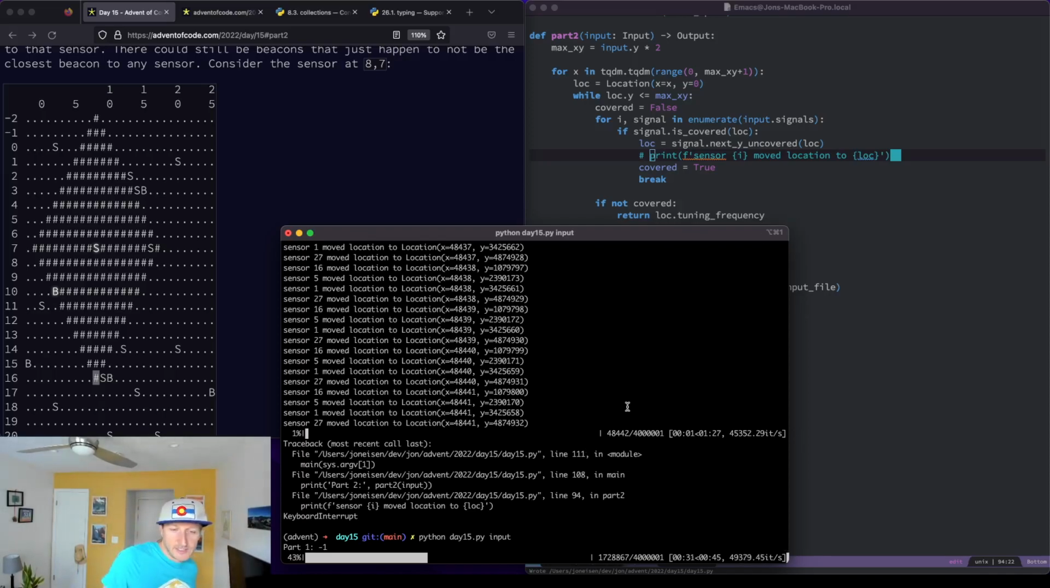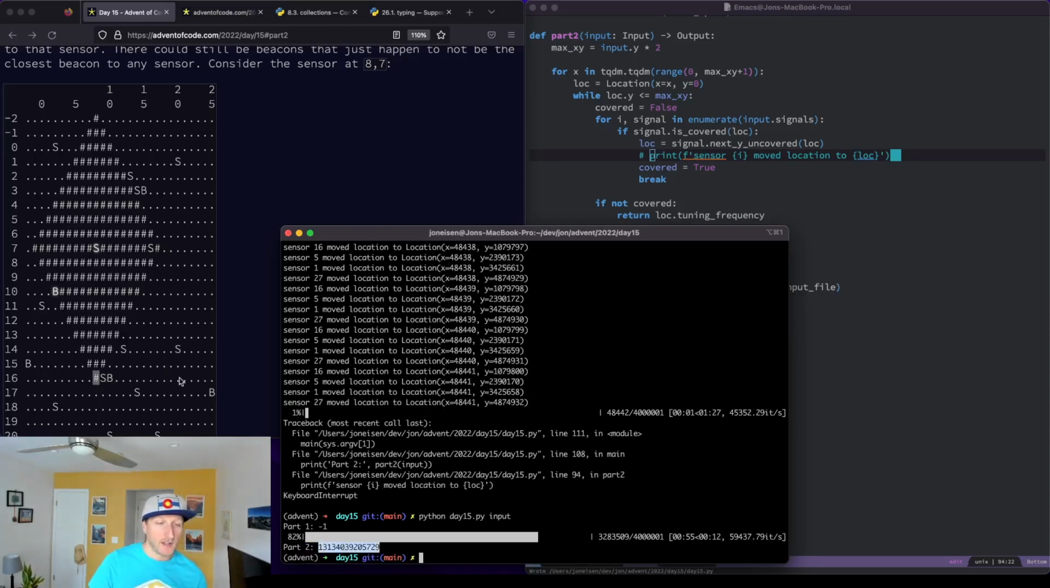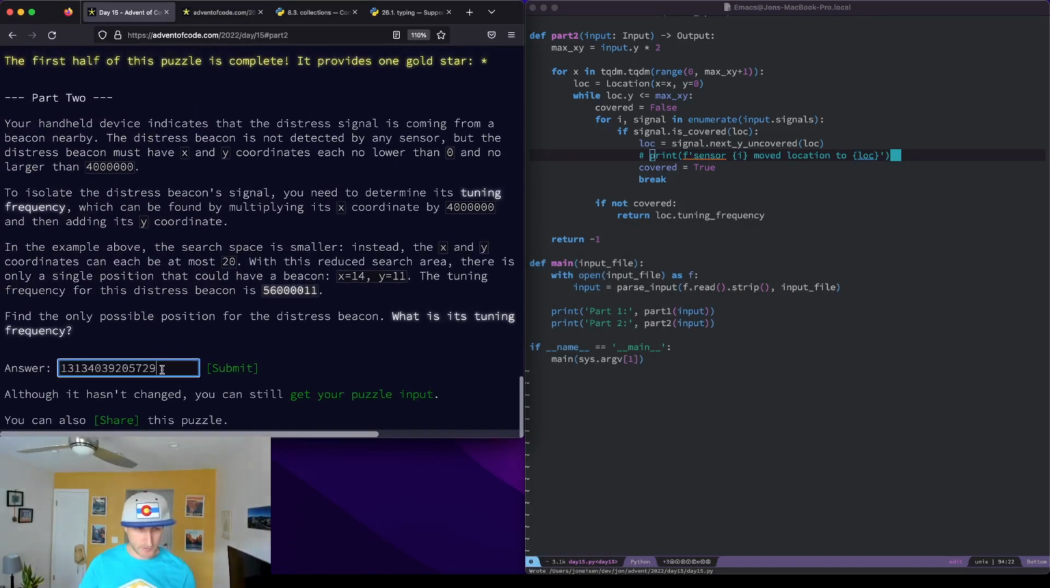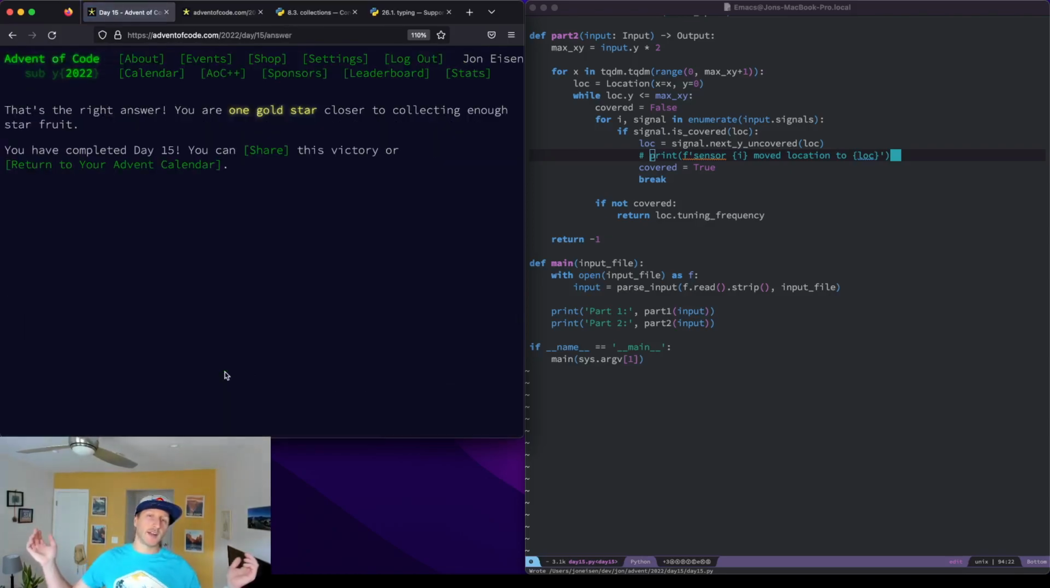So let's see, halfway through the matrix almost. And we can use this same strategy on part 1 as well. That would make part 1 fast. Ah, we got a number, yay. Yay, we got it right.